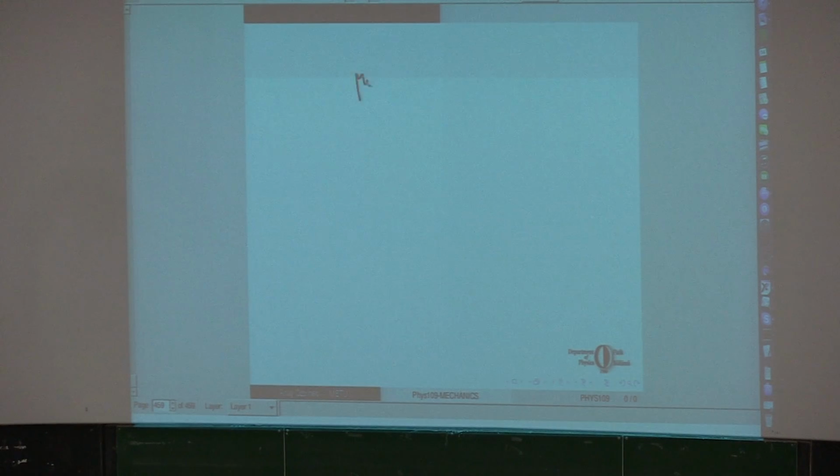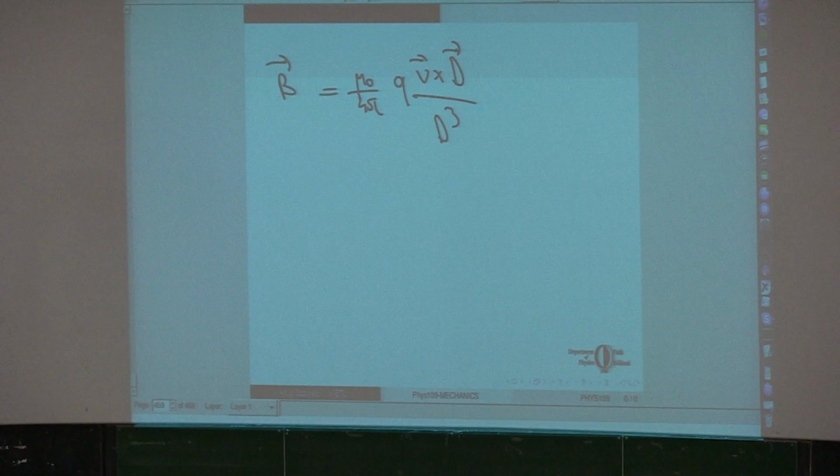If you just take mu0 over 4 pi Q V cross D divided by D cubed, now the vector on the right hand side, we just proved that it has the same magnitude as the magnetic field. Now we also have V cross D has the same direction as the magnetic field. So these two vectors are equal. Now this is an expression. How many of you had seen this expression before?